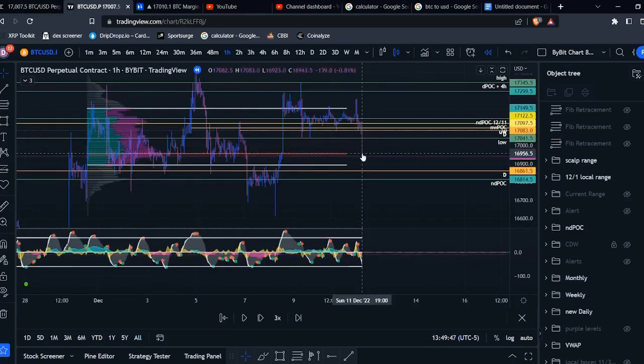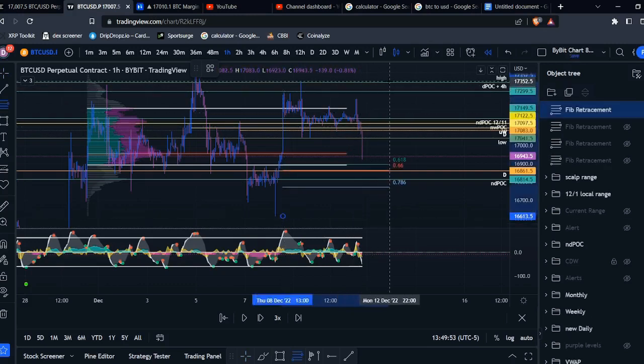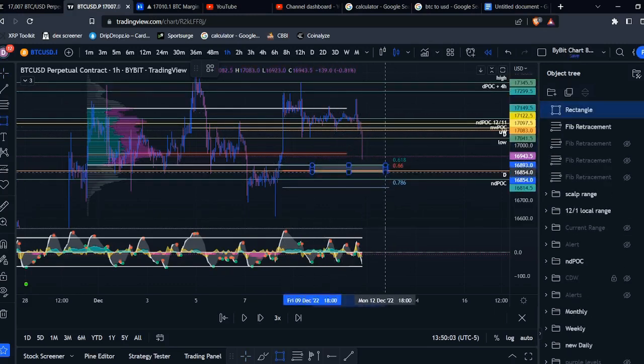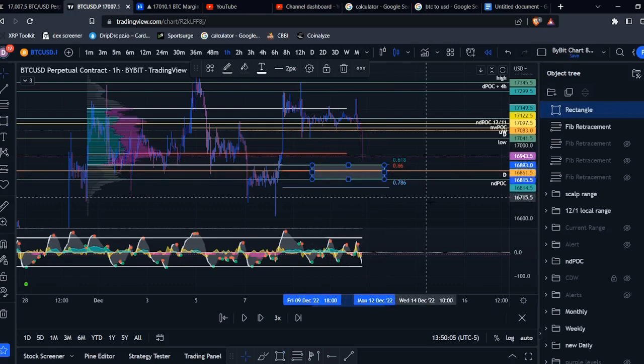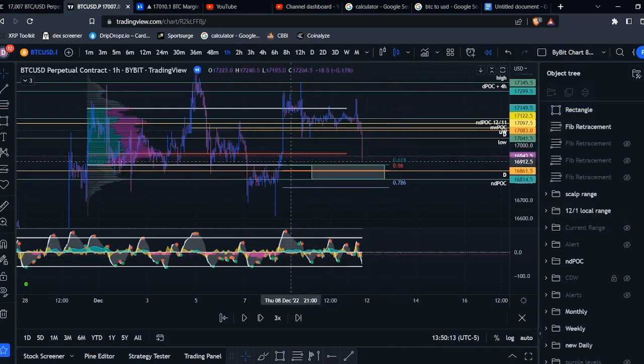So I went back to about 7 p.m. yesterday, and basically what I was looking at when I was doing my TA was this little box of confluence right here. There was a golden pocket, the value area low of this range. We had a daily level, we had an NDPOC, and as you guys know, one of my favorite trade setups is these golden pockets at a value area low or a value area high.